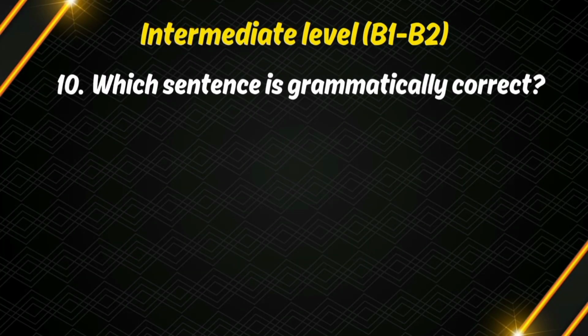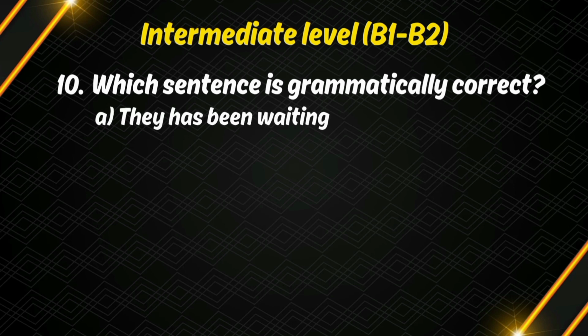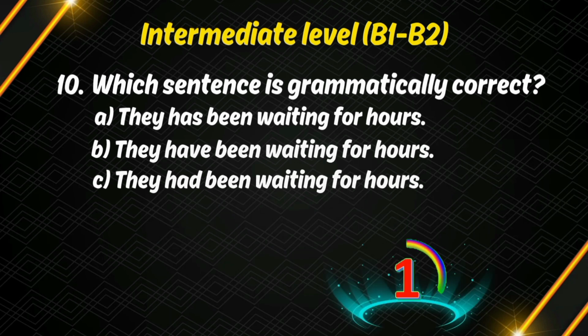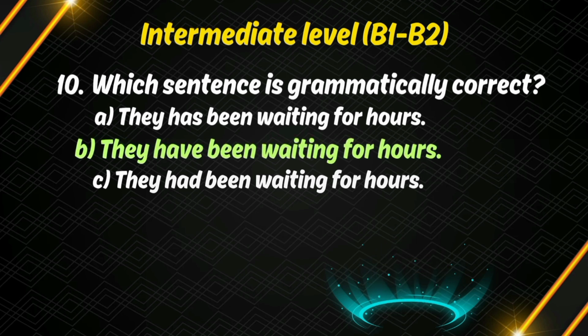10. Which sentence is grammatically correct? A. They has been waiting for hours. B. They have been waiting for hours. C. They had been waiting for hours. The correct sentence is, they have been waiting for hours.